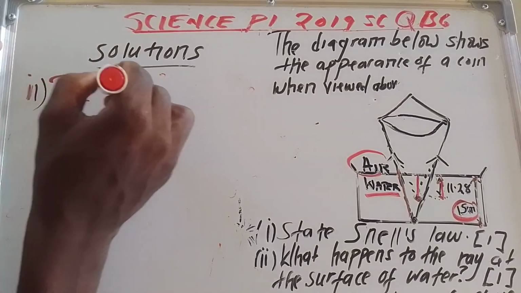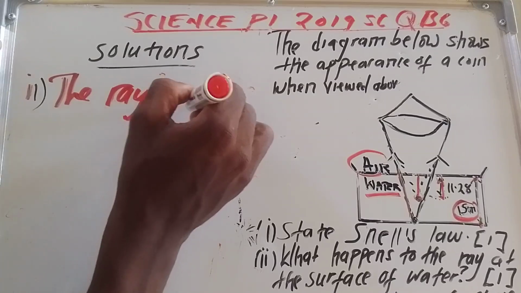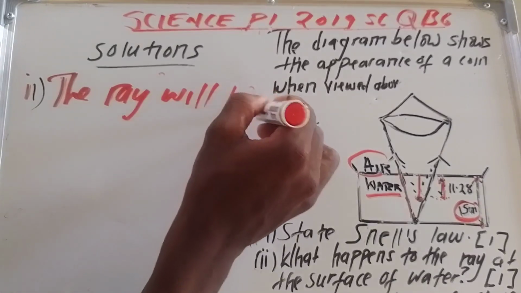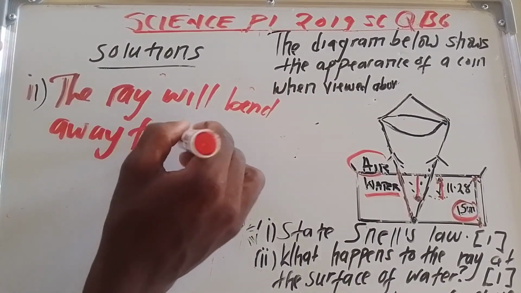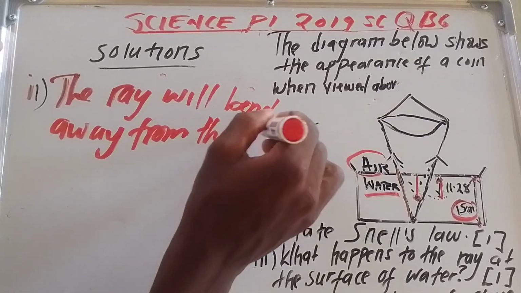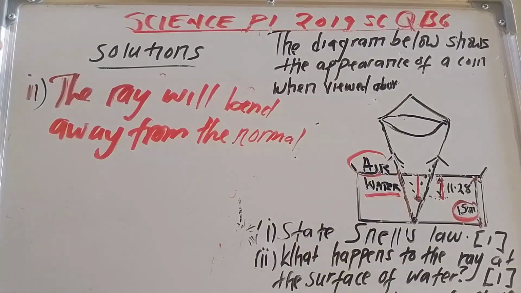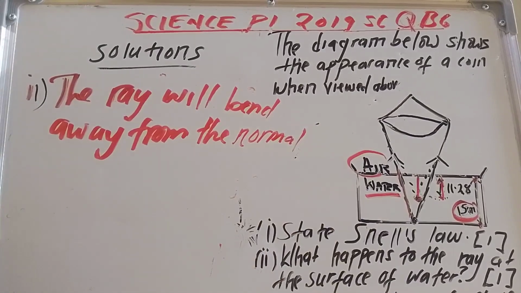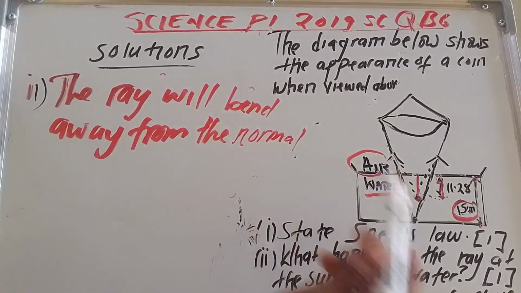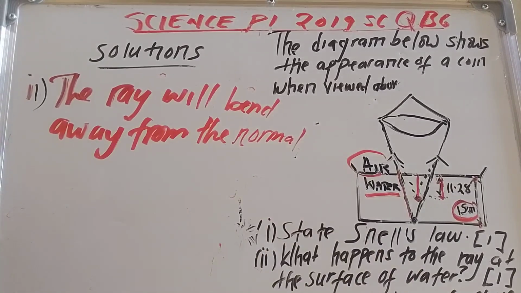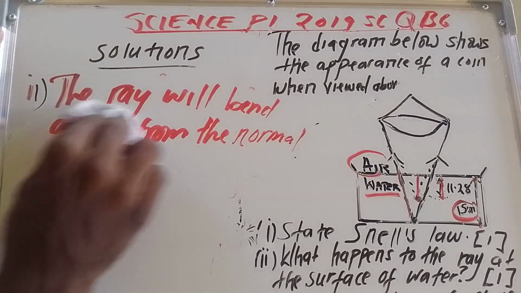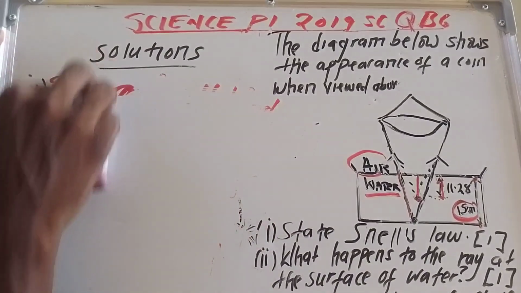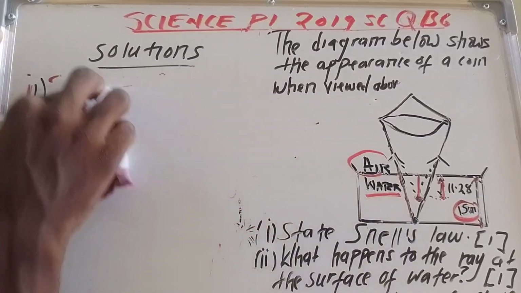So the ray will bend away from the normal. In case you have been told to give a reason for your explanation, or why this ray will bend away from the normal, the answer is very simple: because this ray is coming from a denser medium to a less dense medium. So that is all about question 2.